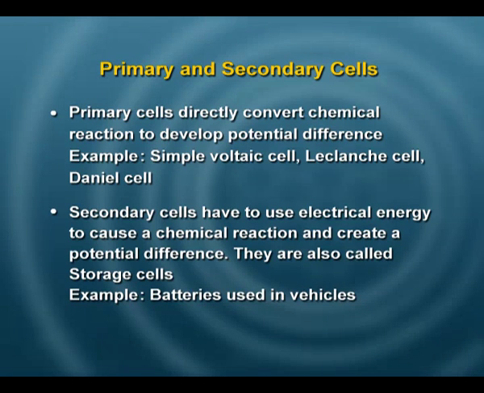In a secondary cell, you need to use electrical energy first, cause a chemical reaction and store that electrical energy in a way that a potential difference is created by the chemical action. They are also called storage batteries. Such types are used in vehicles.